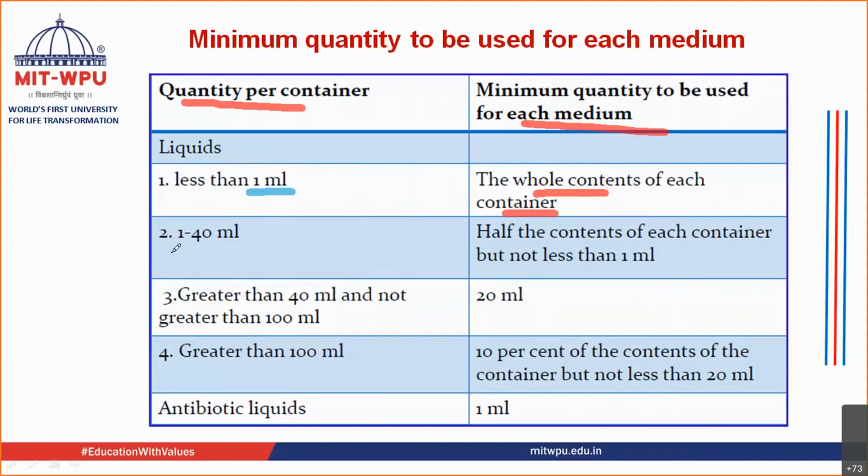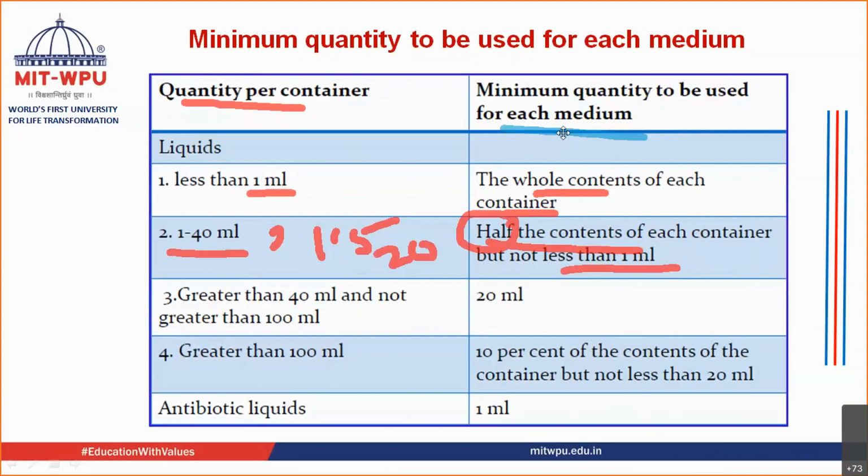If the quantity is between 1 to 40 ml, then you have to take half the content, but it should not be less than 1 ml. Supposing within 1 to 40 there is 2 ml, or 1.5 ml, just for an example. If you take half the content, it becomes near about 0.75 ml. So not that. It should not be less than 1 ml. 1 ml should be there. So it should be 1 ml or more, but it should be half the content. If it is 20 ml, how much do you have to take? You have to take 10 ml, and you put that 10 ml into your media.